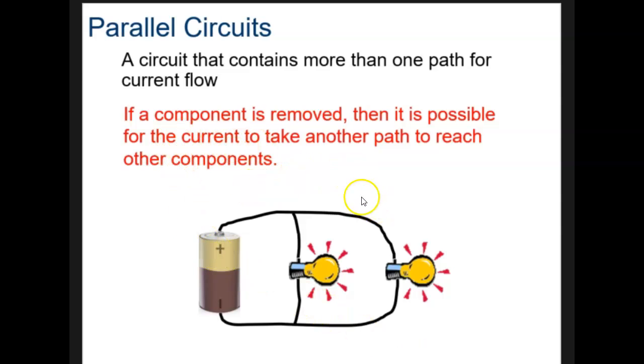If a component is removed, so the light bulbs here would be the components, it is still possible for the current to take another path and reach other components. So if I remove the light bulb, this light will still turn on because the current from the battery is still flowing through that circuit.